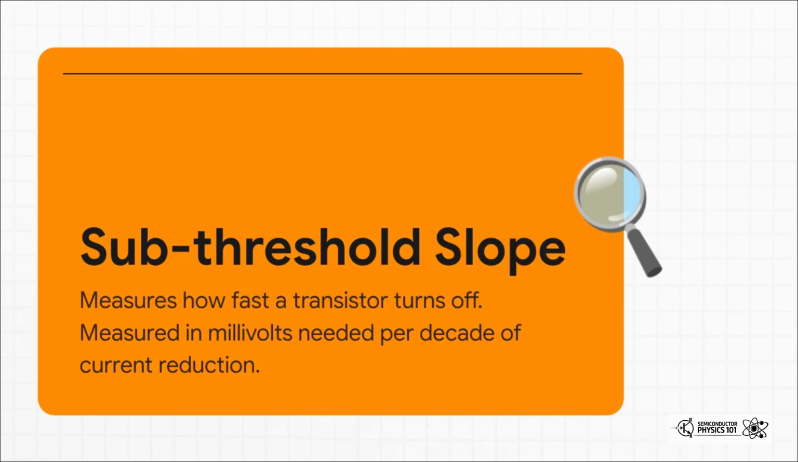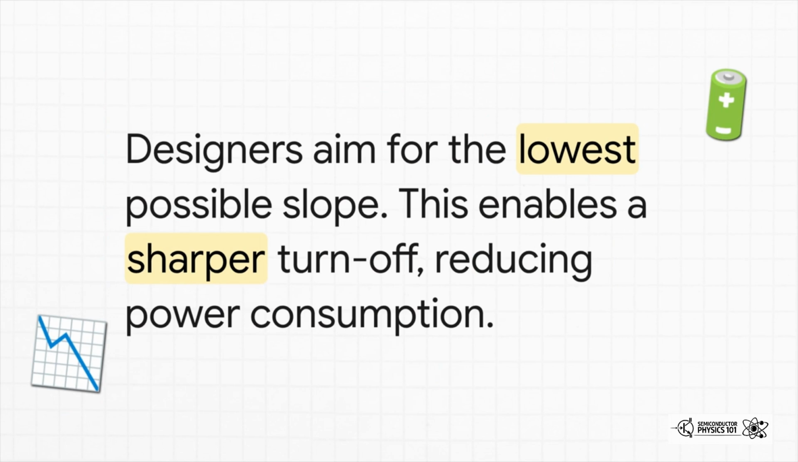So how do engineers even measure how off something is? They use a metric called the subthreshold slope. It basically tells us how much you have to change the gate voltage to cut that leakage current down by a factor of 10. To use our faucet analogy again, it's like a measure of how sensitive the handle is. And this means that chip designers are obsessed with getting the smallest slope value they possibly can. A low number here means a really sharp turnoff. It lets the switch go from leaking to totally off with just a tiny little nudge of voltage. And that is absolutely critical for making the low-power, high-performance chips that we have in our phones and laptops today.